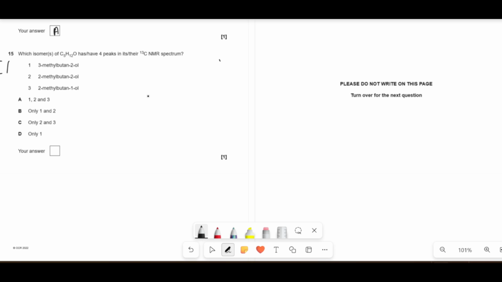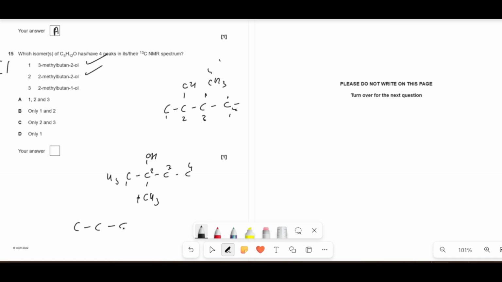Next it says, which isomers of C5H12O have 4 peaks in their NMR spectrum? So just a real quick sketch. So 1, 2, 3, 4. 3-methylbutan-2-ol, so that's what here, and then here. So that's 1, 2, 3, 4, and they're the same environment because obviously CH3 as well. So that's 4. So that one's definitely 1. Next we have 2-methylbutan-2-ol. So 1, 2, 3, 4 because it's butane, and then it's 2-ol. So OH here, and then we have a CH3 here, and an H3C there. So that's 1, that's 1, they're the same environment. There's a 2 there, 3, 4. So that one does. 2-methylbutan-1-ol. So 1, 2, 3, 4. OH here, CH3 here, and that'll be CH2. So that's 1, that's 2, that's 3, that's 4. It's only 1 and 2, which is B.